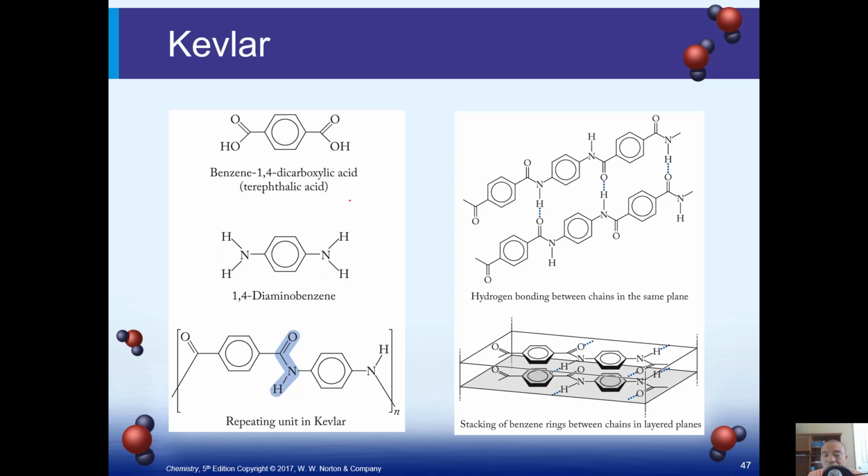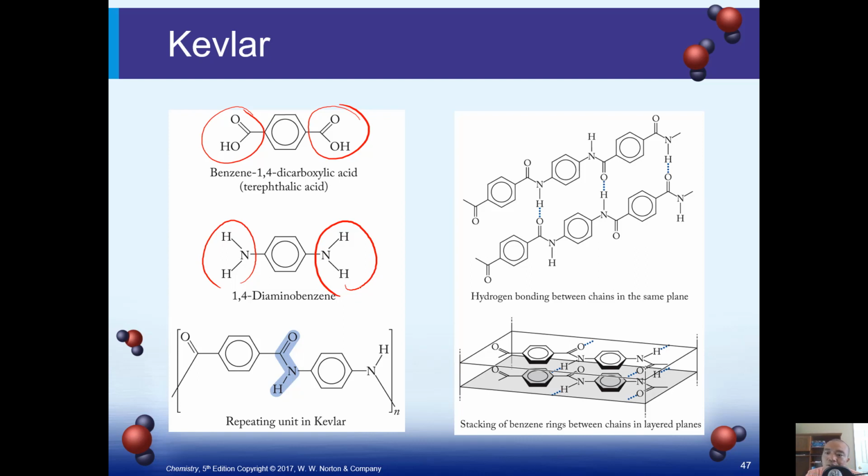A special variety of nylon is used to make Kevlar, a very strong polymer used in bulletproof vests, puncture-resistant tires, and face masks for hockey goaltenders. Kevlar is formed from terephthalic acid, which is a dicarboxylic acid, because you have two carboxylic acid functions, and diaminobenzene, which has two amino functional groups.